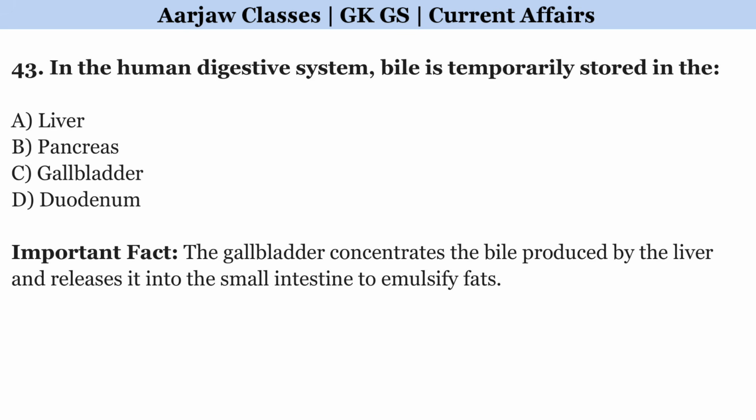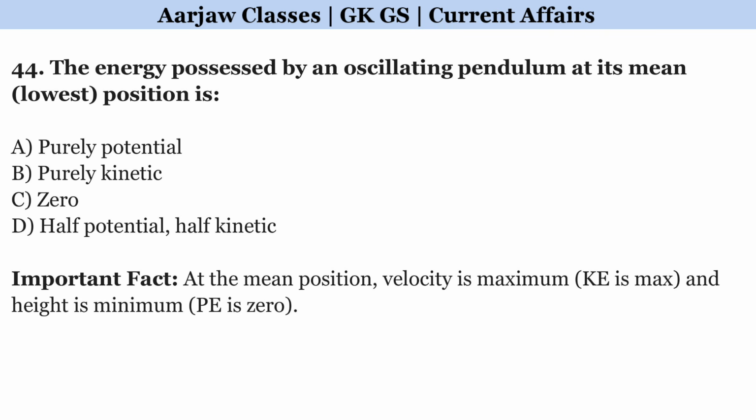In the human digestive system, bile is temporarily stored in the? Correct option is C. Gallbladder. The energy possessed by an oscillating pendulum at its mean position is? Correct option is B. Purely kinetic.